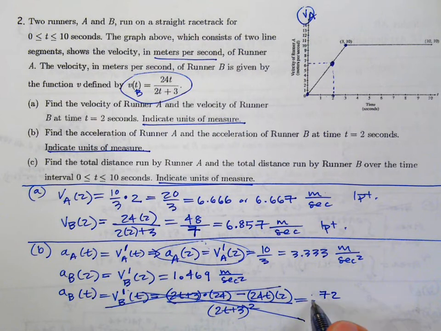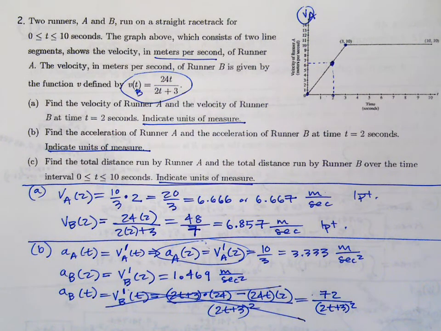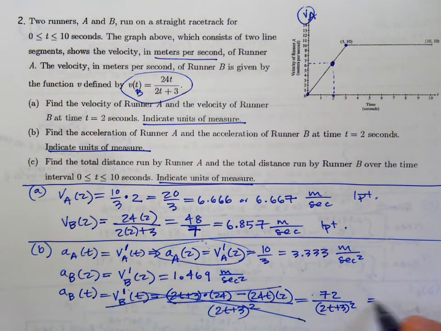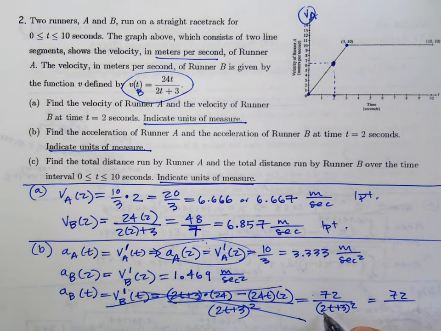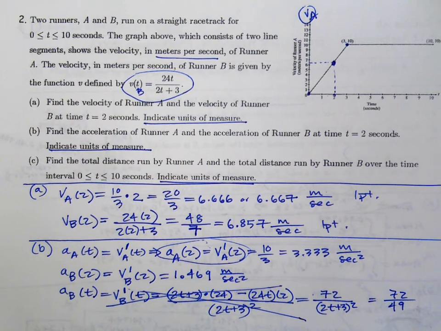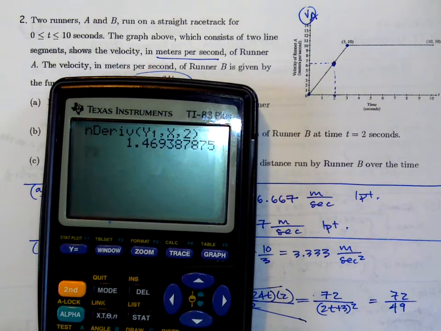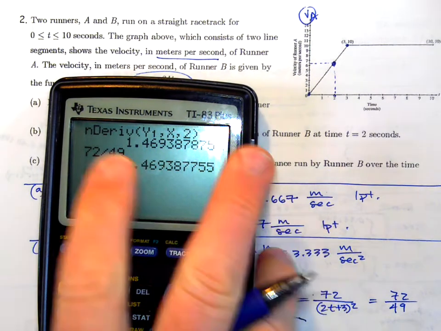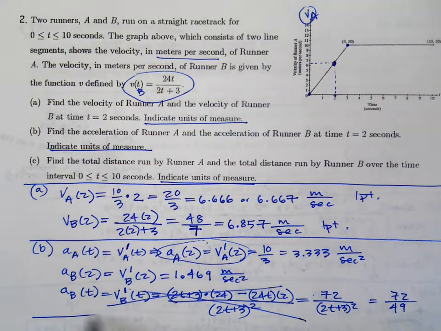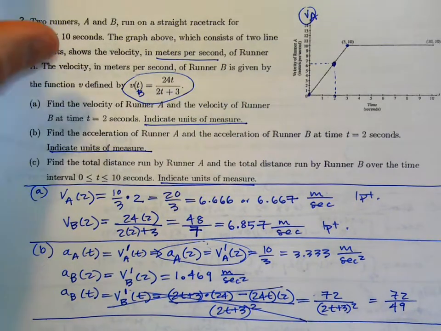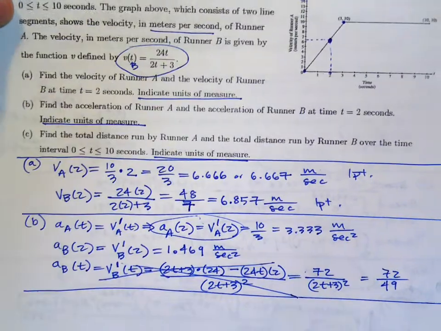It's going to give you the same answer eventually. I mean, if you kept simplifying this, it'd be 72 over (2t plus 3) squared. And then you can plug 2 into this and you would get the same answer, right? You would get 72 over 49. Okay, well, what's 72 over 49? 72 over 49 is the same answer. But you need to start to realize that you want to take advantage of your calculator as much as possible.